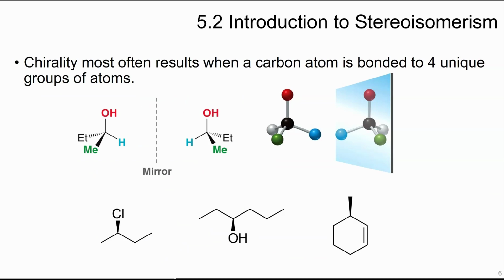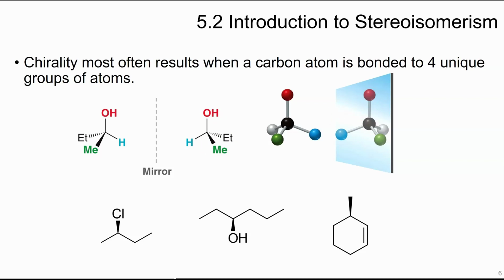Chirality will most often occur in compounds when there's a carbon atom that is bonded to 4 unique groups of atoms. So here we see an OH, H, methyl, ethyl. These are all different groups. So it can have a mirror image of itself that is a stereoisomer of that. So this is just a 3D version of that.